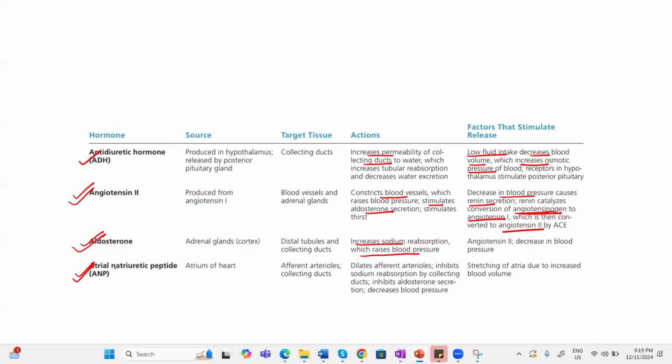What will ANF do? It comes from the atria of the heart when too much stretching of the atria is going on because blood volume is increasing. So what will they do? They will dilate the afferent arteriole.